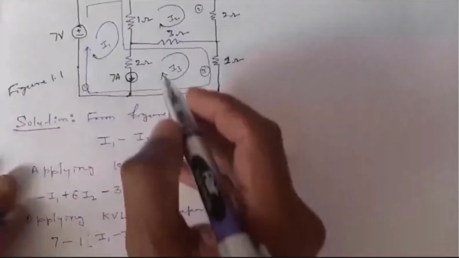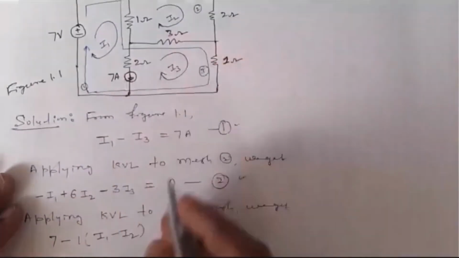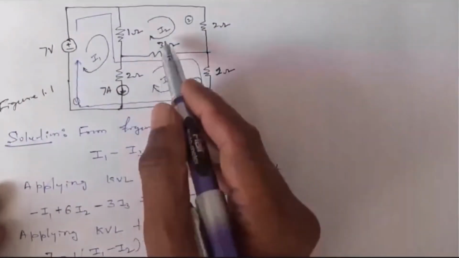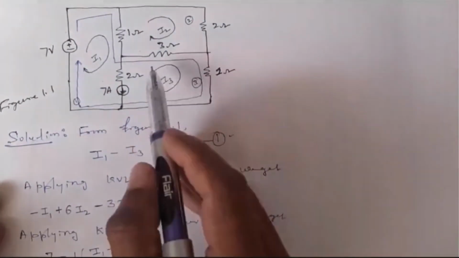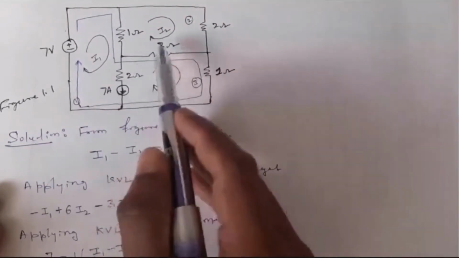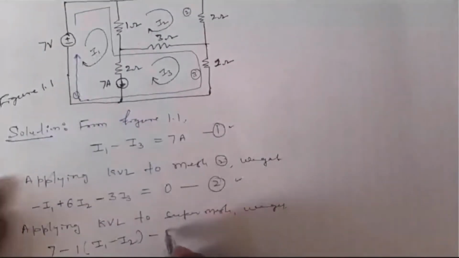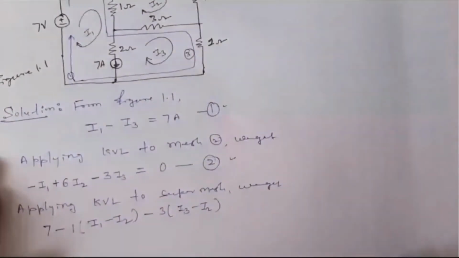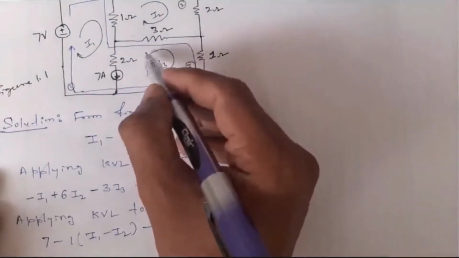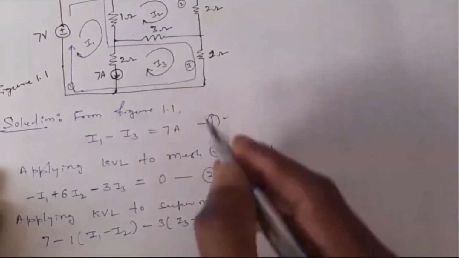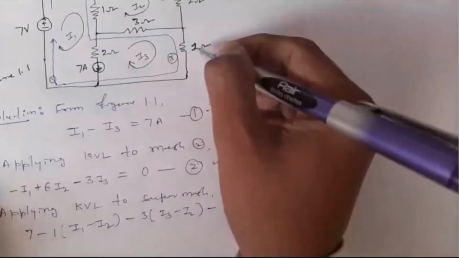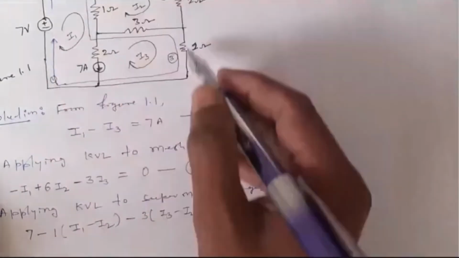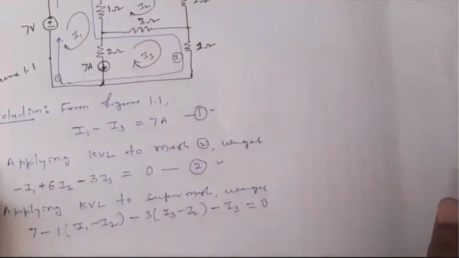So now say this plus 2 minus, I'll consider once again minus. Here I3 is flowing in the direction of KVL, whereas I2 is in the opposite direction. Because of that, 3 into I3 minus I2, right? So this is 3 into I3 minus I2. Now this one is minus I3. This is 1 ohm, right? So this is minus I3. And there are no other elements. Because of that, this is equal to 0.